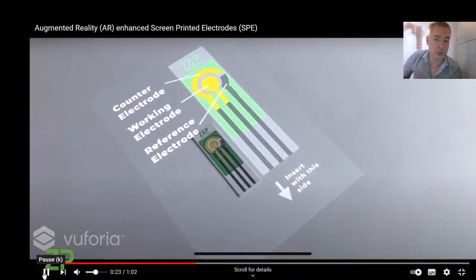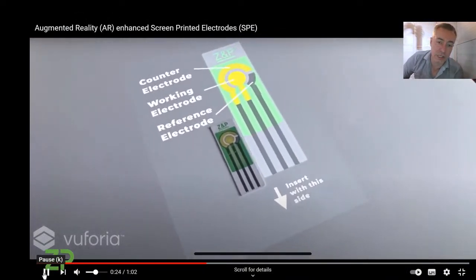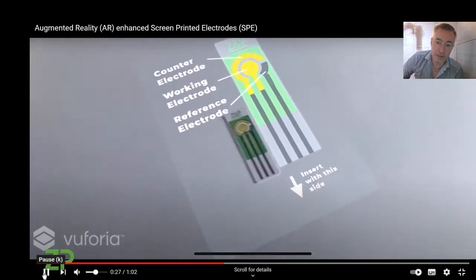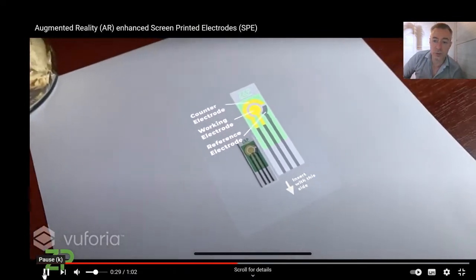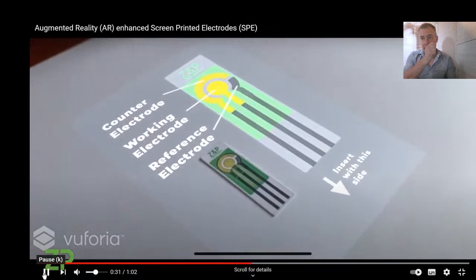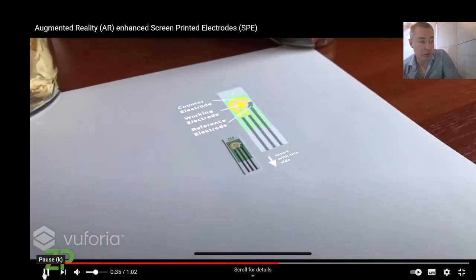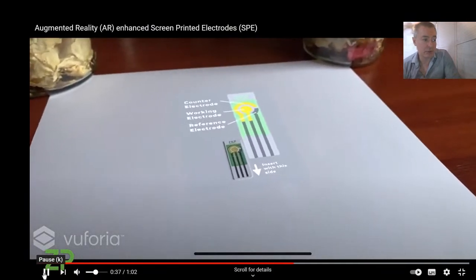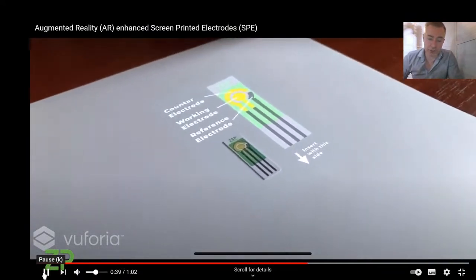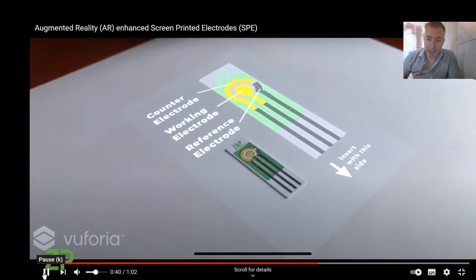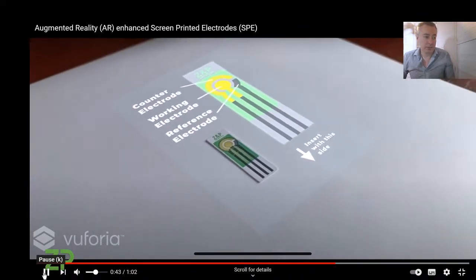What it allows you to do is essentially view an object using your smartphone, and then it does a little animation on top of it. Here we're just showing that we've labeled the counter electrode, the working electrode, and the reference electrode, and it shows you how to connect that into the connector. So I think that's pretty cool.